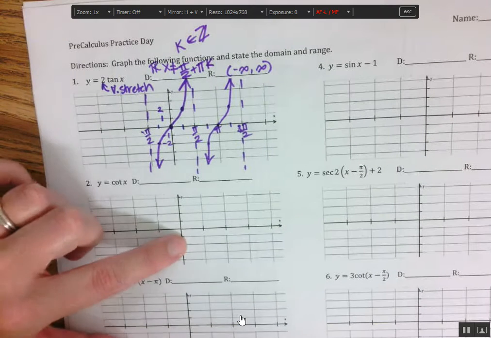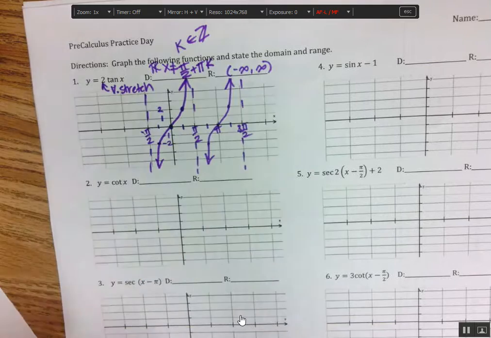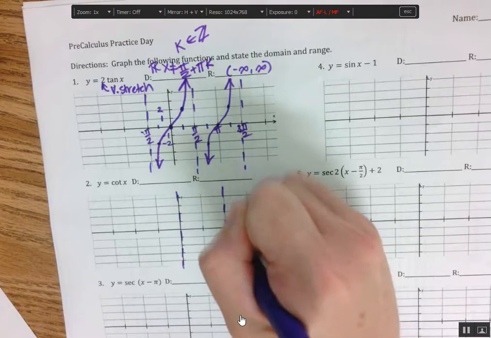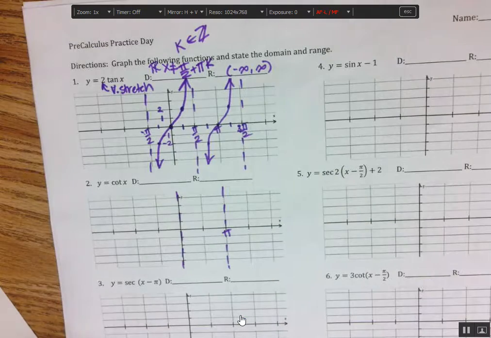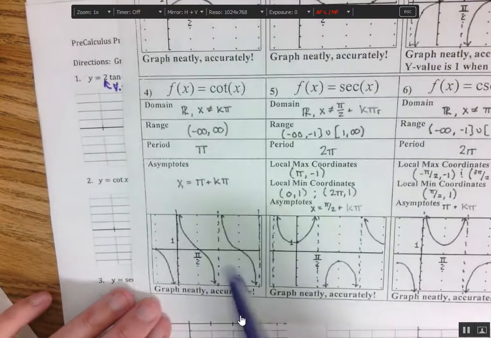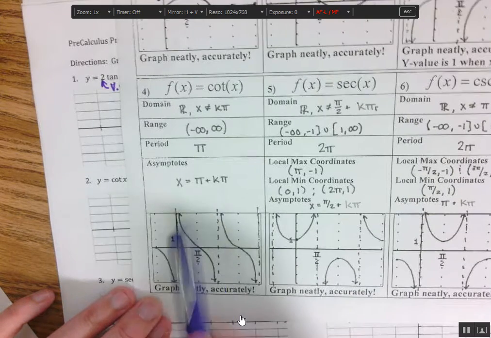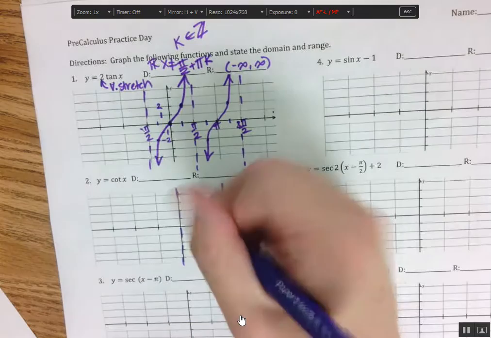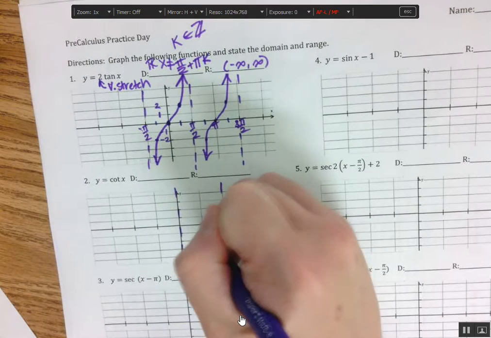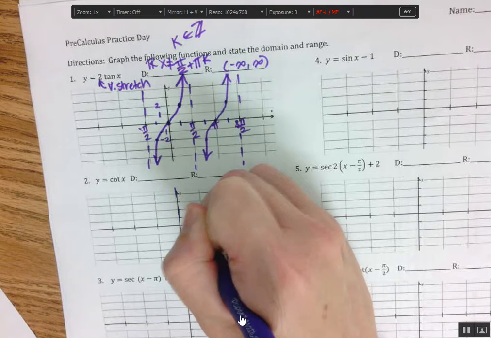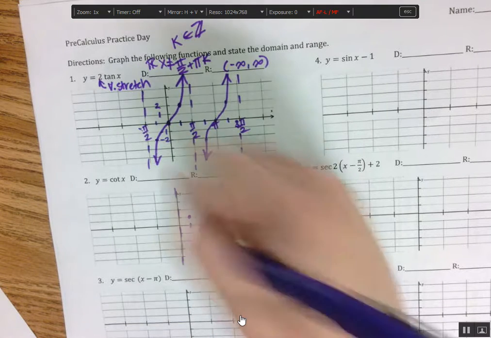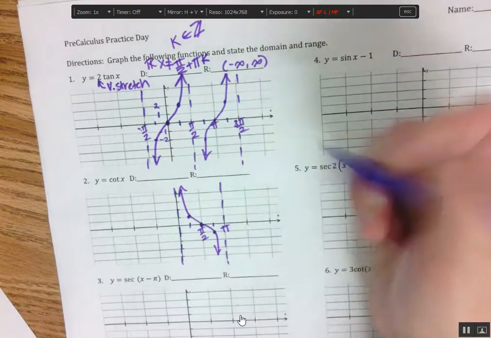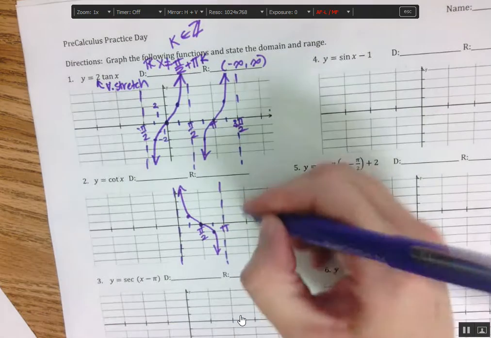All right, the next one's just the parent function for cotangent. So remember that cotangent has different asymptotes. They're at 0 and at pi. Again, you can refer back to your notes, your homework from day 3, and this is your cotangent graph. Asymptotes at 0 and at pi. And cotangent's decreasing. So here's pi over 2, pi over 4, 1, and 3 pi over 4, negative 1. And if you did another period of it, it would be here.